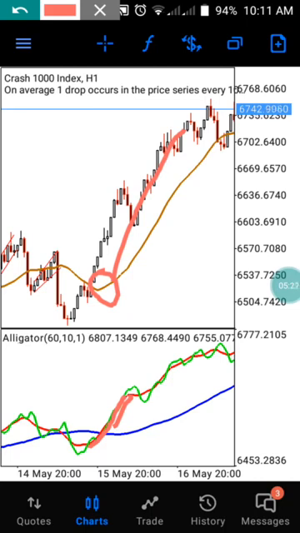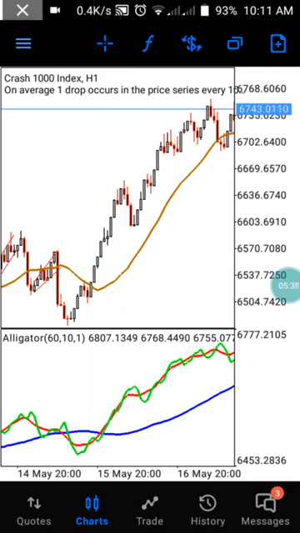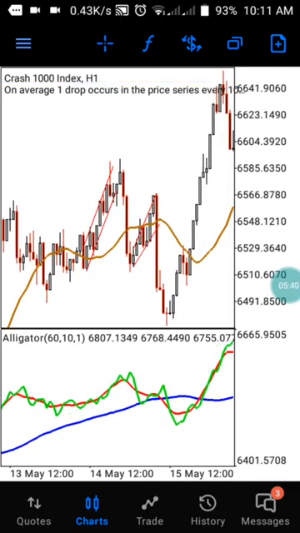So what you just need to do is always make sure you set up your stop loss, and you set up your take profit, just to avoid a lot of errors in the market. So that is exactly how this strategy works.